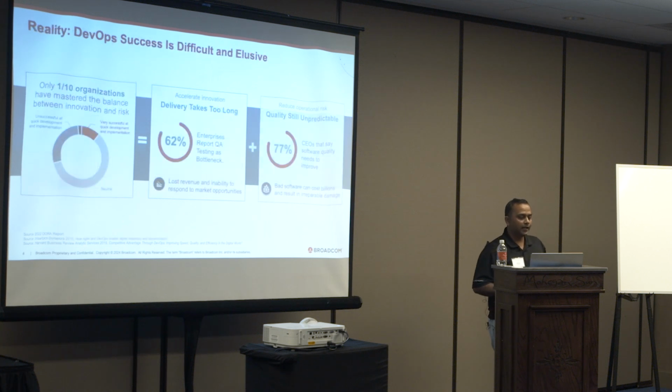But in reality, DevOps practices have not delivered the results organizations expected. As you know, DevOps is a transformational journey, and while some have made progress in adopting DevOps practices, most continue to struggle. In fact, if you see on the slide, 62% of organizations say that delivery takes too long and the quality is still unpredictable. So why is this?